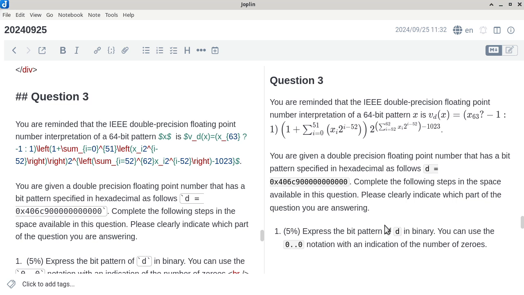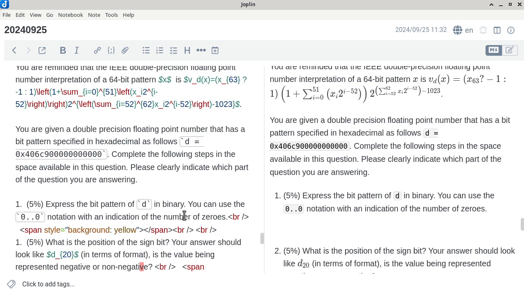So we'll answer the first question first. The first question is asking you to express the bit pattern of D in binary. You can use the 0, dot dot dot, 0 notation as long as you tell me how many zeros it is enclosing. Let's go ahead and answer that part of the question. The way we do this is a conversion between base 16 and base 2. Do you guys remember how to do a base 16 to base 2 conversion?